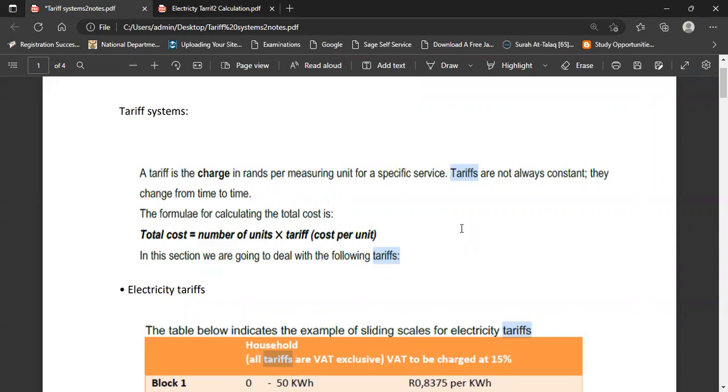All right. Let's look at tariff systems. A tariff is a charge in rands per measuring unit of a specific service. Tariffs are not always constant. They change from time to time.